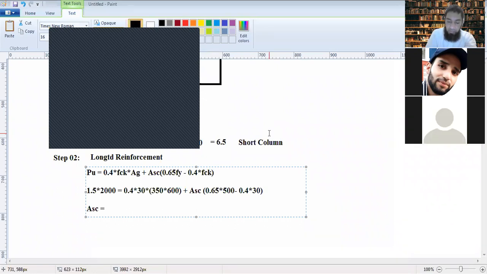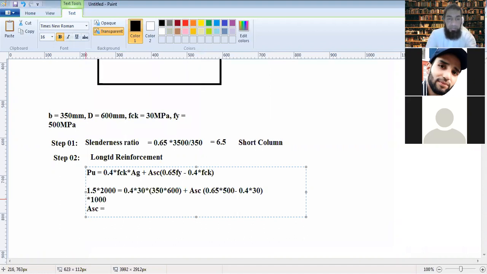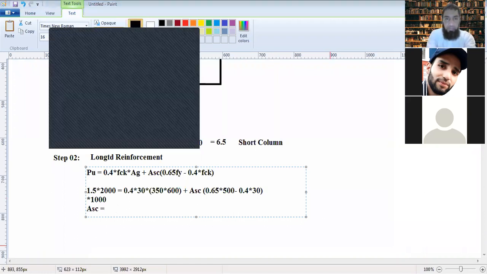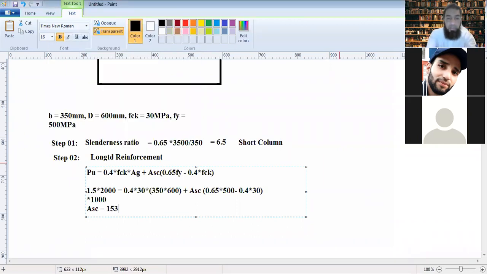Sir, ASC is 313. Let me check. Yes, sir. This is into 10 raised power into 1000. It's 1533. This is 1533.546 mm square.